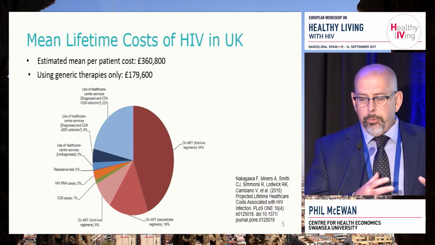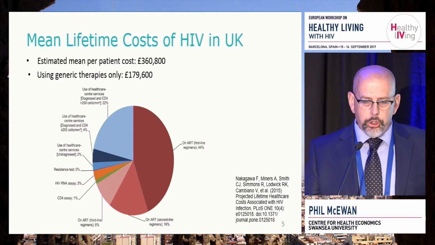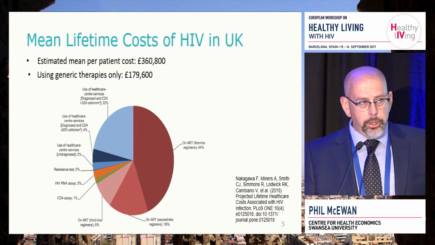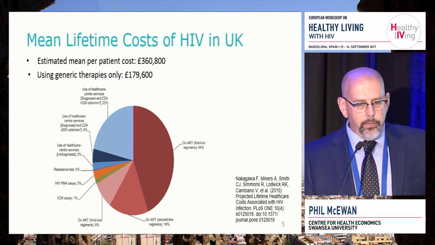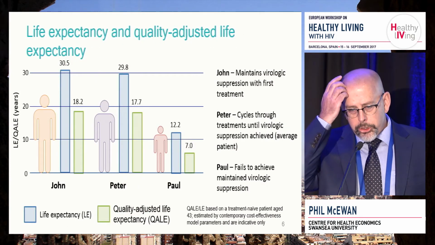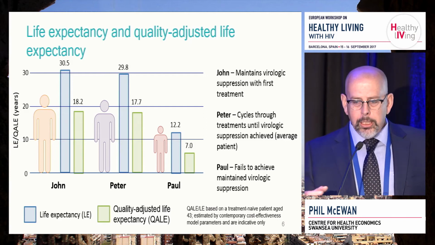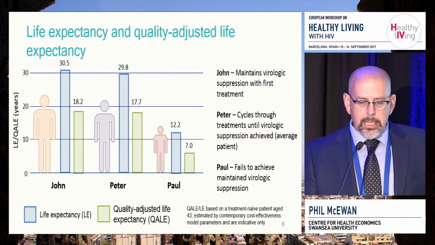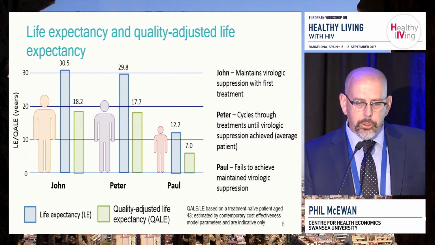I think that from an economist's perspective, the problem with looking at just the costs is it ignores the health benefits. There are tremendous costs associated with identifying and managing patients with HIV, but what are we buying for that money? And what I've put together here is just a conceptual outline using contemporary epidemiological data describing disease progression in HIV, to characterize what we'd expect to see in terms of life expectancy or gains in life expectancy and quality-adjusted life expectancy as a consequence of treatment for 3 hypothetical patients here called John, Peter, and Paul.